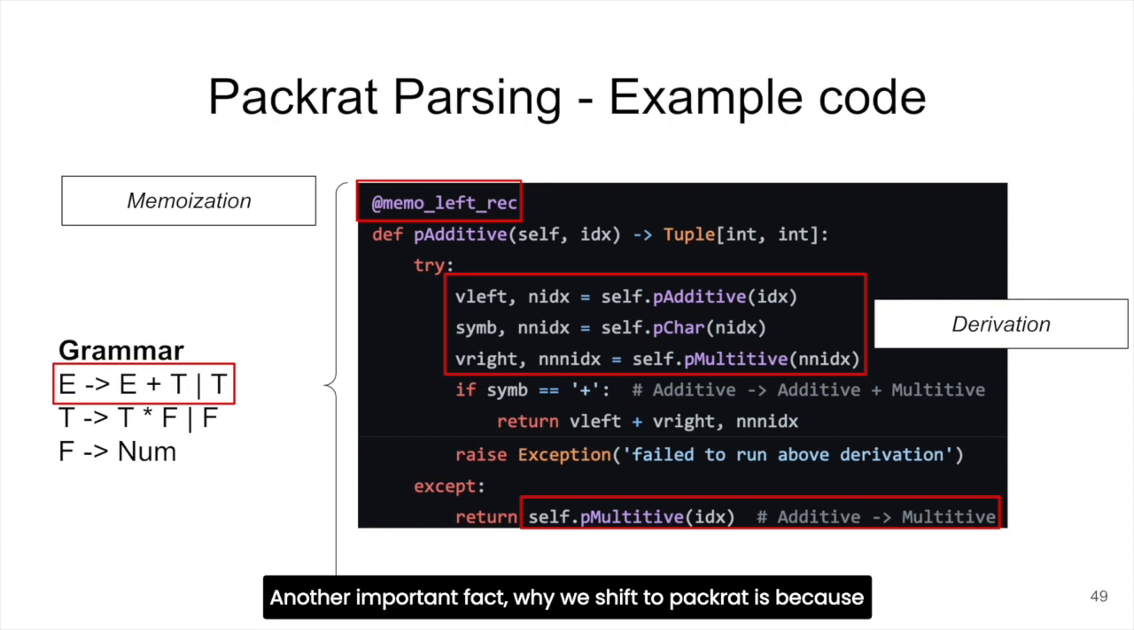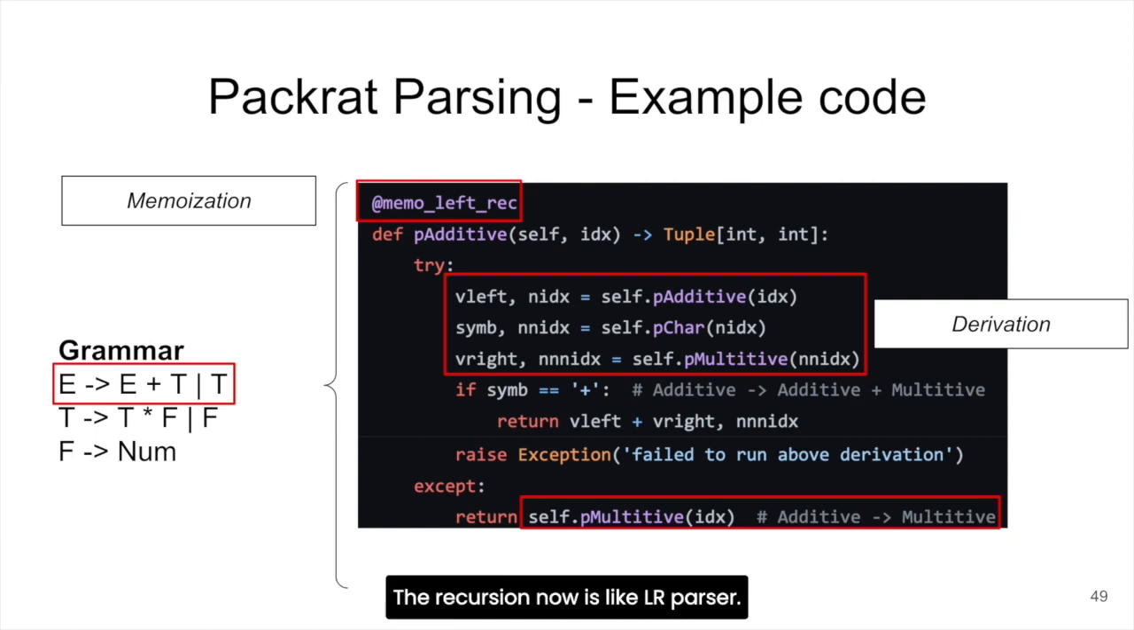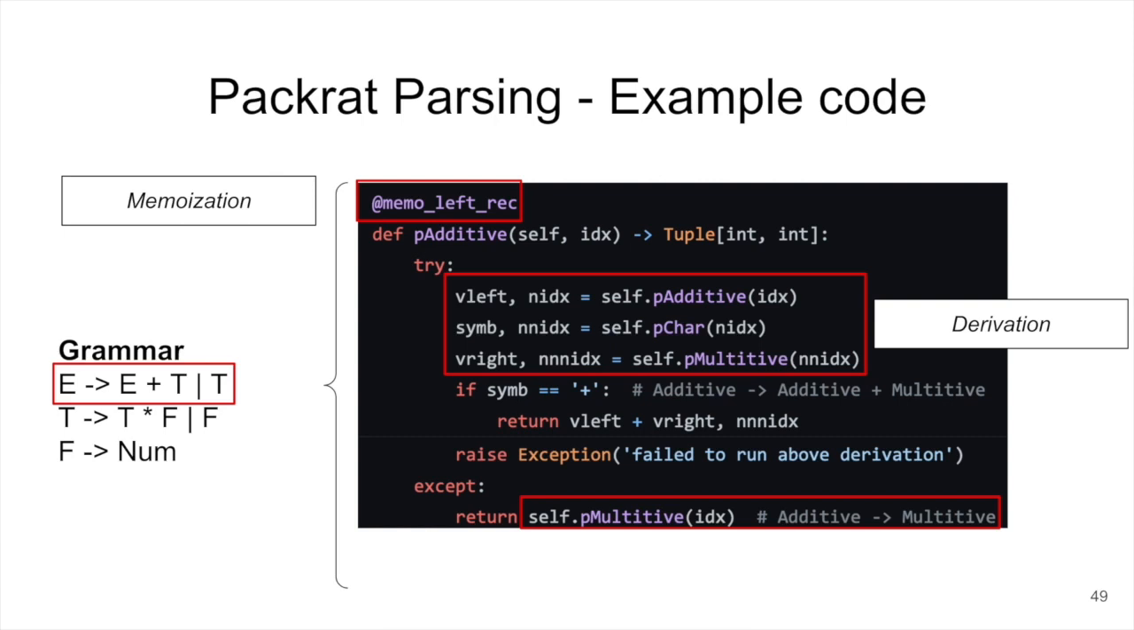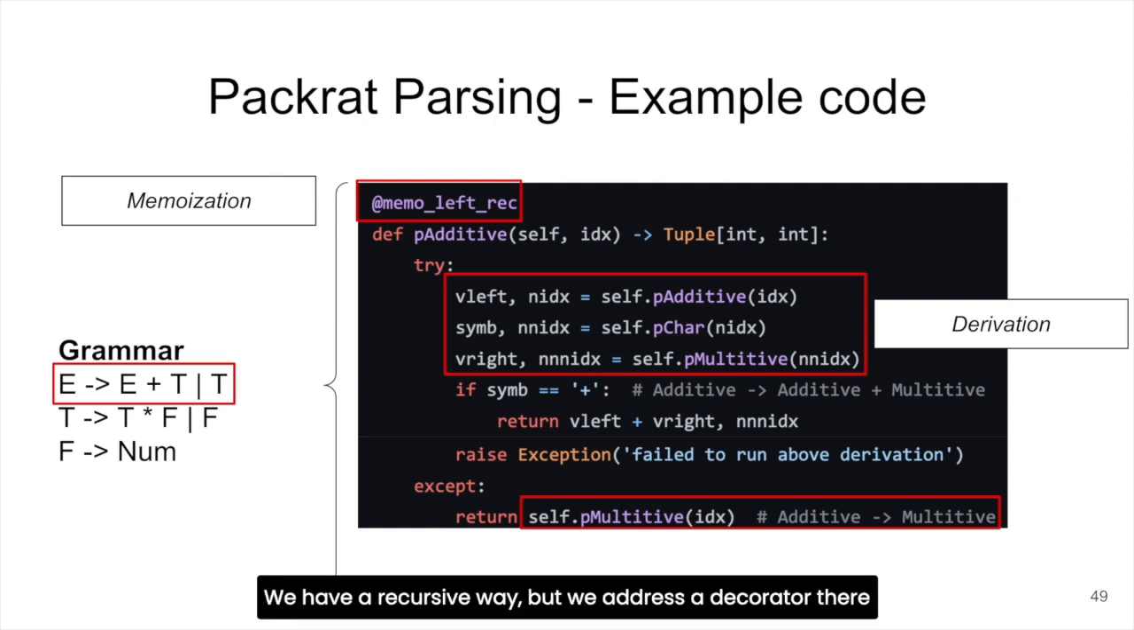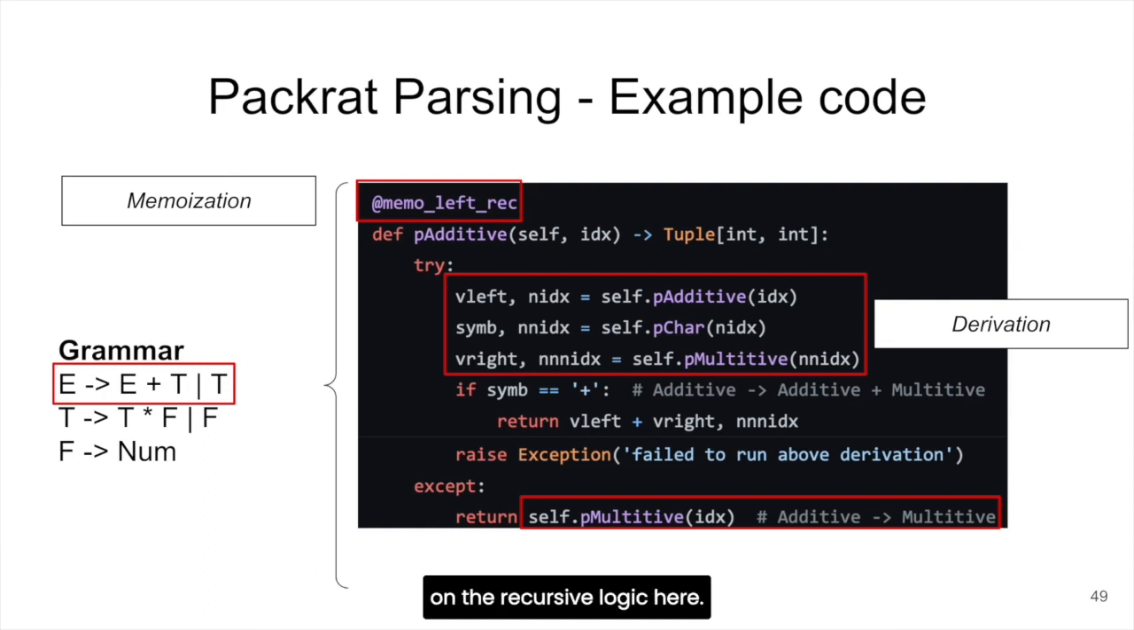Another important reason why we shifted to the PEG parser is that we get a super good benefit: our grammar accepts left recursion now. It's like an LR parser. And the implementation is also similar. We have a recursive way, but we add a decorator there for memoization. And then we still run the derivation based on the recursive logic here.